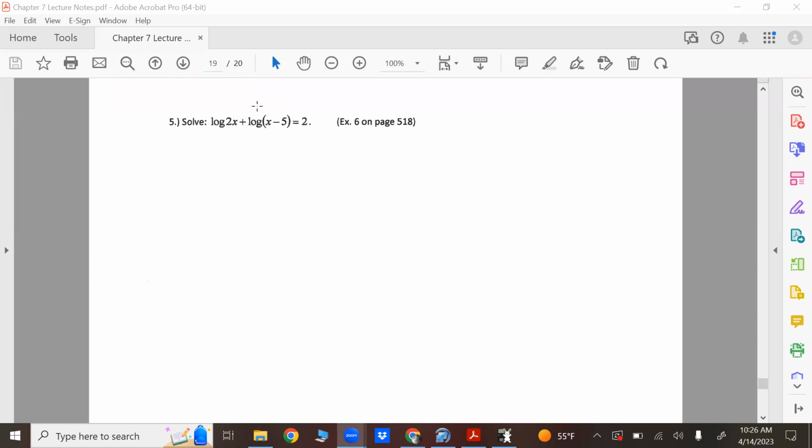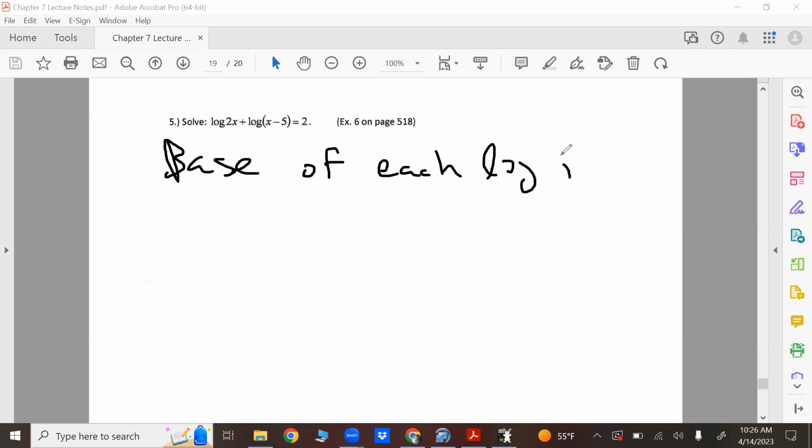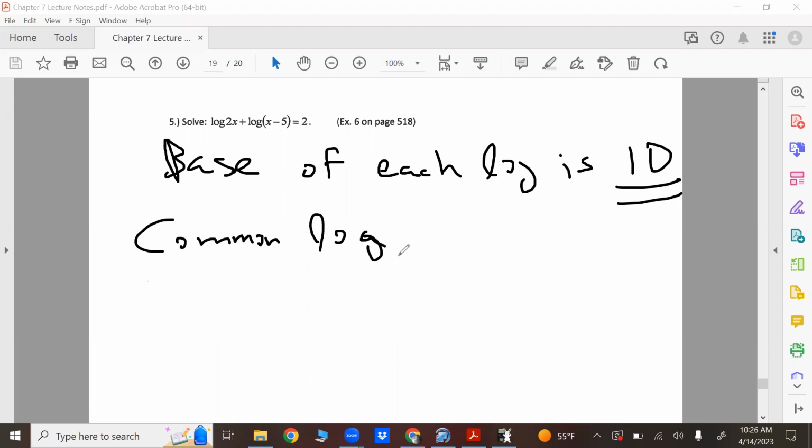Let's do this problem here. Okay, so first off, the base. Not yet. Here's what we're gonna do. So common log is base 10. Both these are common logs. So what's the first thing I should do with it?